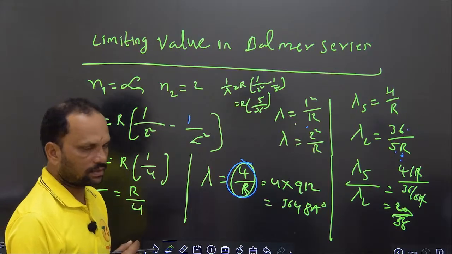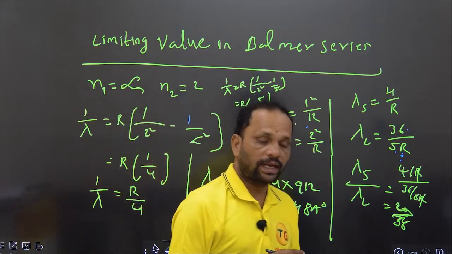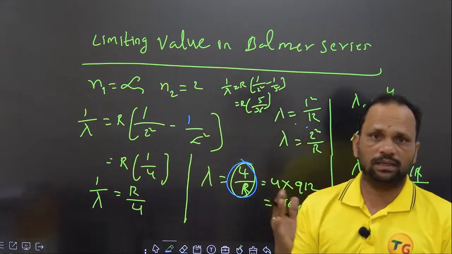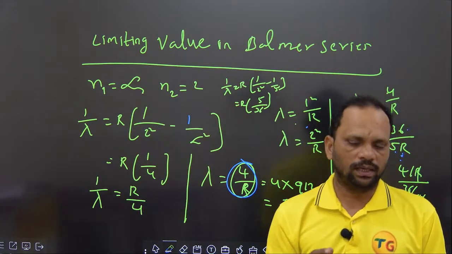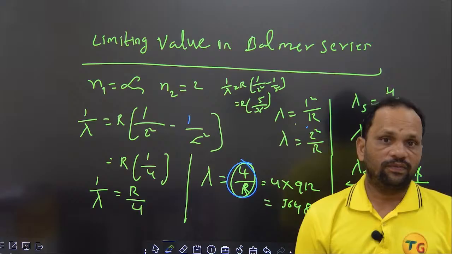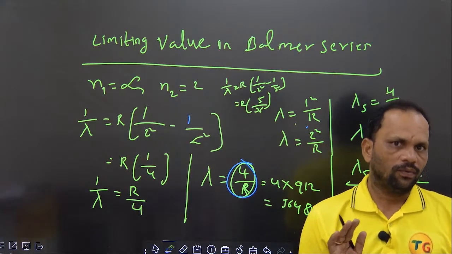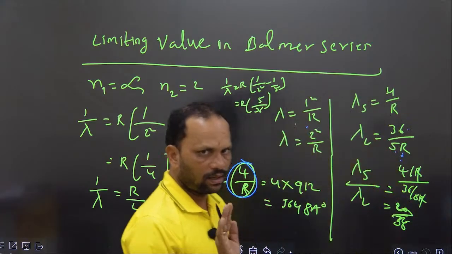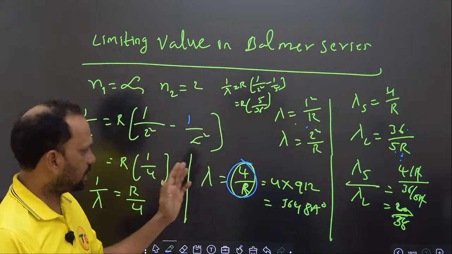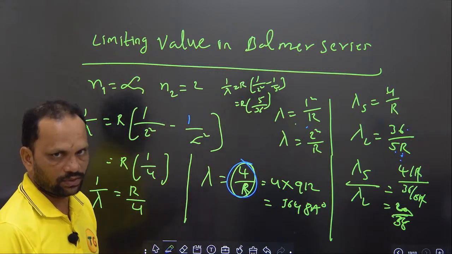In the Balmer series, the energy released as wavelength is in the visible region. Which region do we get? The visible region. For Lyman it is the ultraviolet region, whereas for Balmer it is the visible region, right?